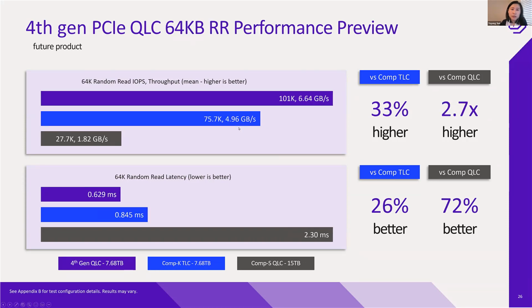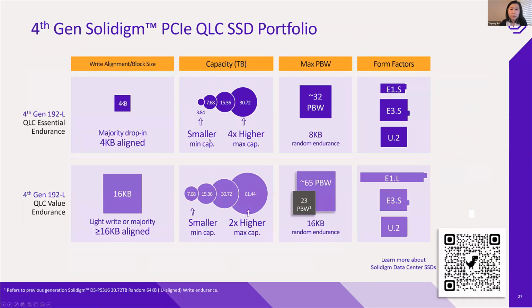So this is just another example of the performance on the 64 KB random read performance. Again, similar to the last slide, you can see the floating gate QLC SSD gave much better throughput and latency performance for the 64K random read than competitors' TLC and QLC SSDs. Next slide.